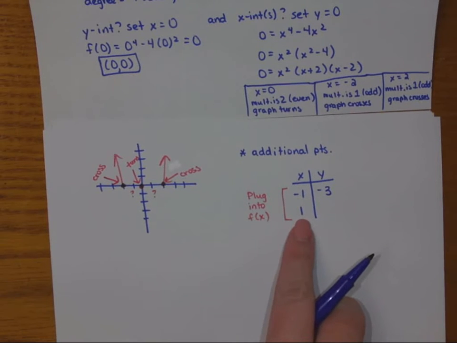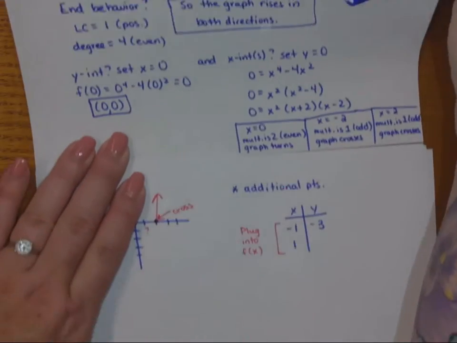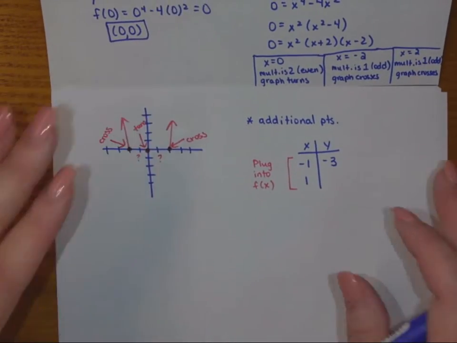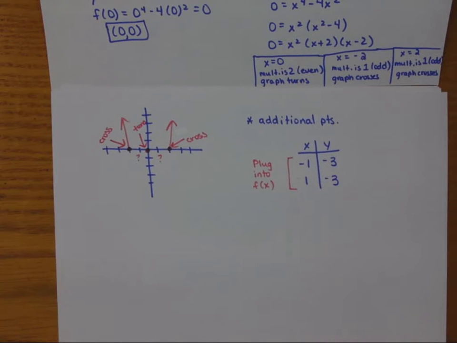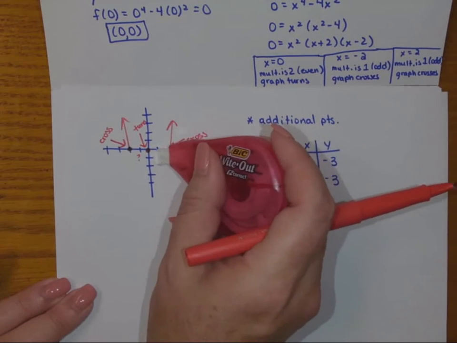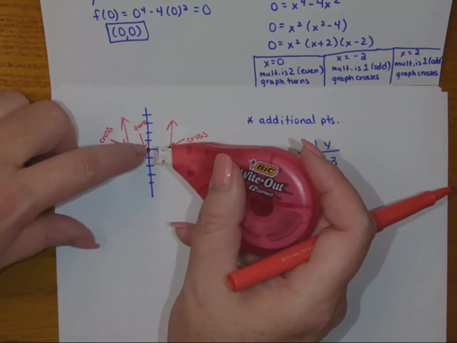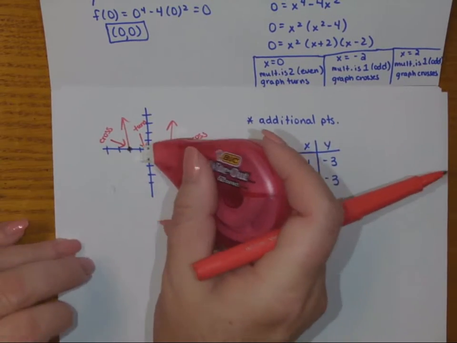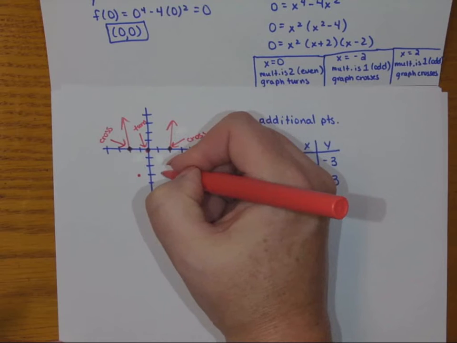Same thing here, if you plug in 1, and again, I'm just plugging it into this equation. If I plug in 1 to 1 to the 4th minus 4 times 1 squared, I also get -3. So notice I'm going to get rid of these question marks here because they're kind of in my way. So I'm going to have the point -1, -3, which is here, and then 1, -3.